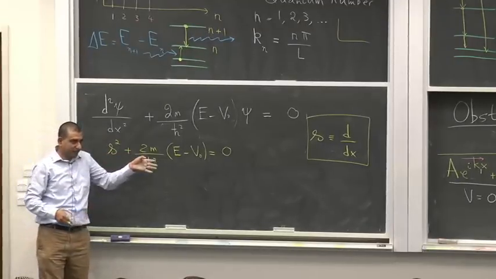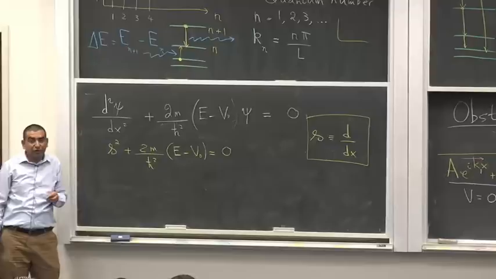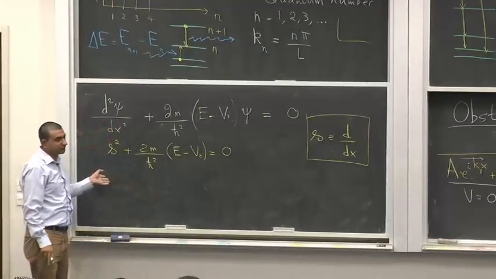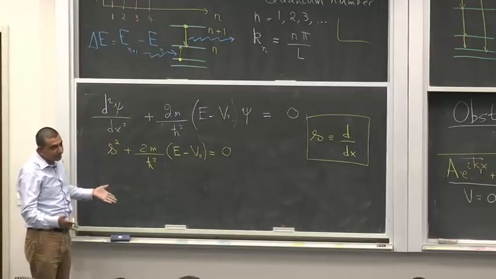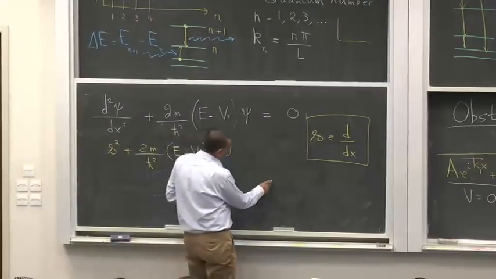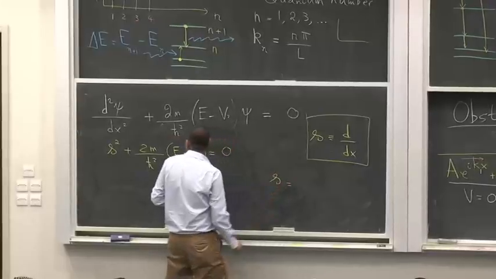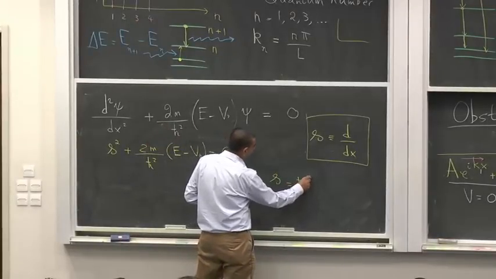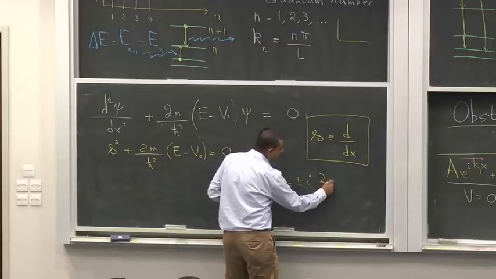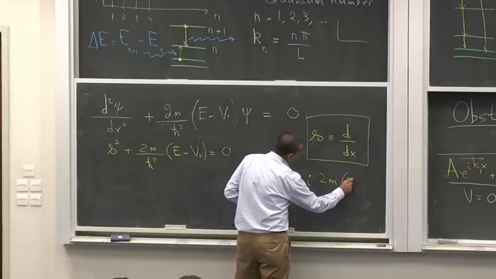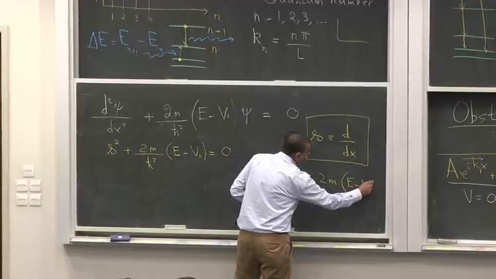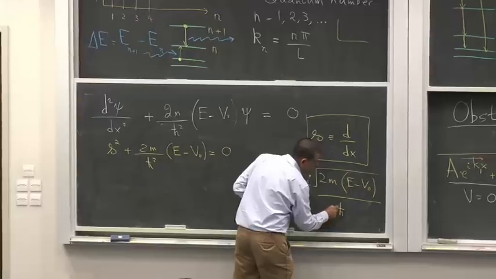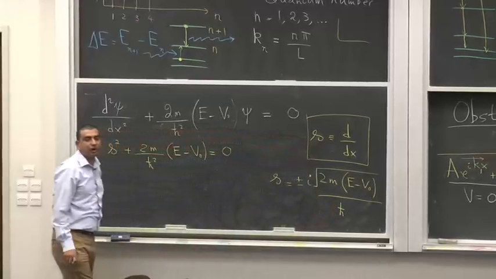Now I have this equation. This is an algebraic equation. I can find out the roots of this equation. This is what you're quite good at. What are the possible values of S? Now S can take up the values plus minus iota times the square root of 2m over h bar squared, E minus V naught, that is, root 2m(E minus V naught) over h bar.